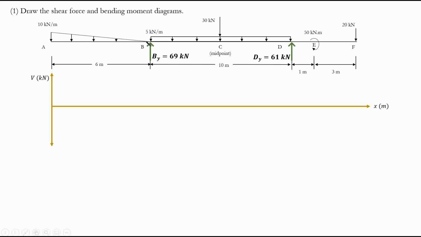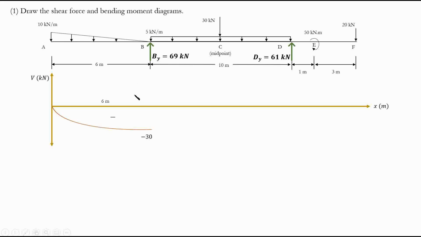So here, what is the area here? What is the total change in load from A to B? It is 10 times 6 divided by 2, right? This is the total magnitude of this triangular load. So 10 times 6 divided by 2, or 30. We are going down 30 from A to B. So at A we had 0. At B we will have negative 30.